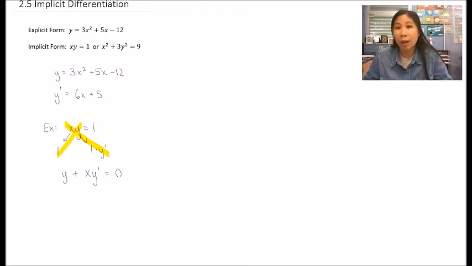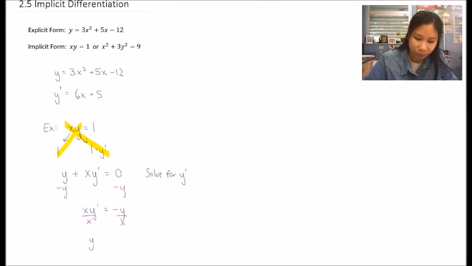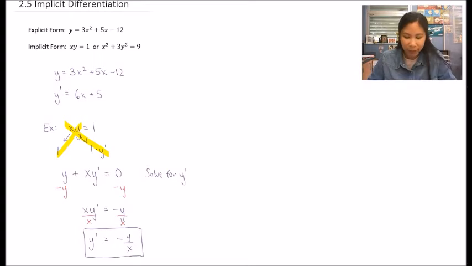Our goal is to get y prime by itself, because our final answer should be like y prime equals whatever to find a derivative, right? So we're still going to do the same thing here. I'm going to subtract y on both sides of the equal sign. That'll give me xy prime equals negative y, and then divide both sides by x to get y prime by itself. Okay. So my final answer is y prime equals negative y over x.